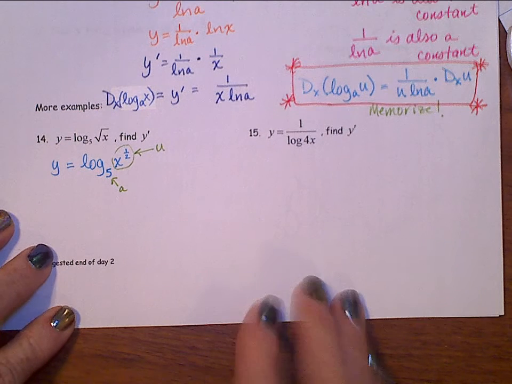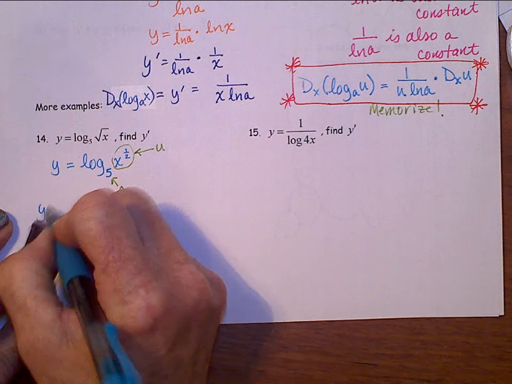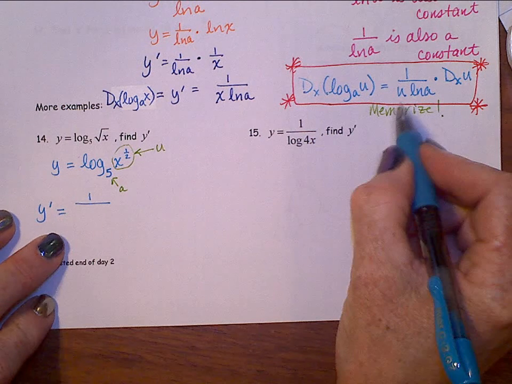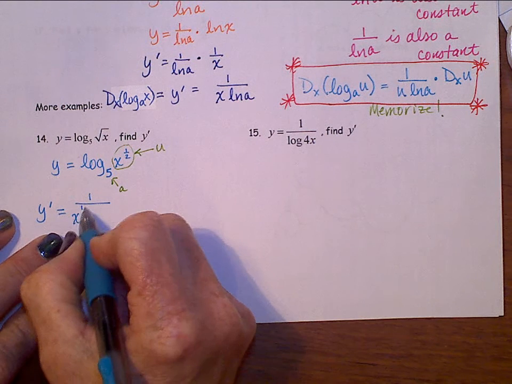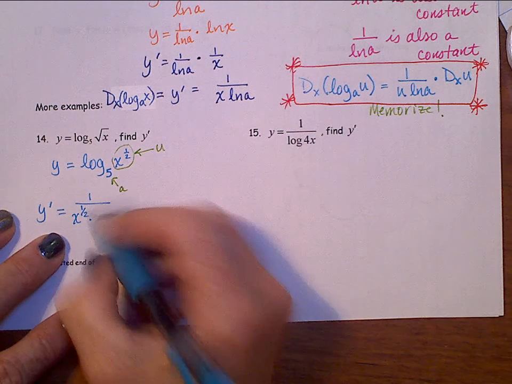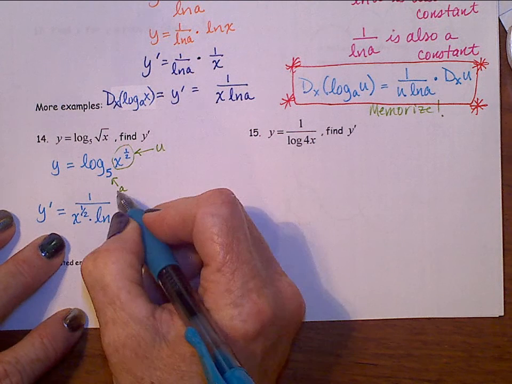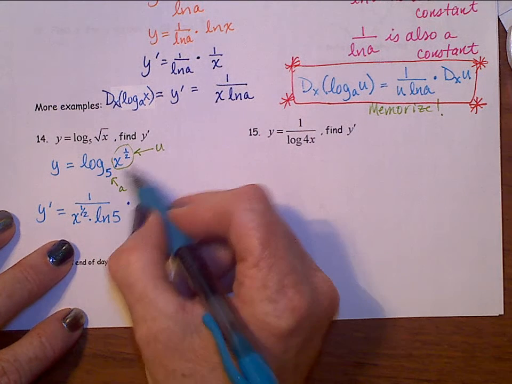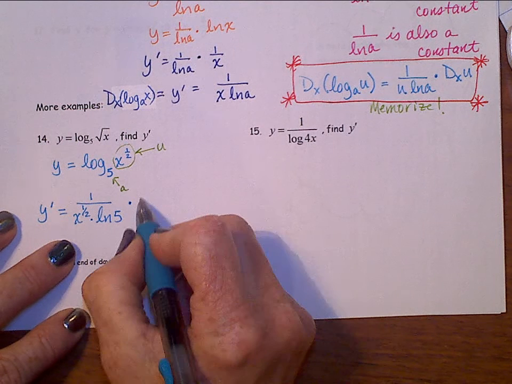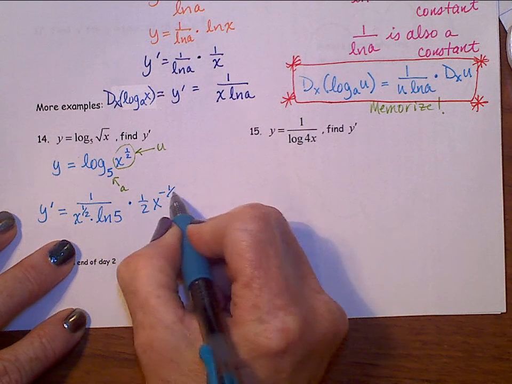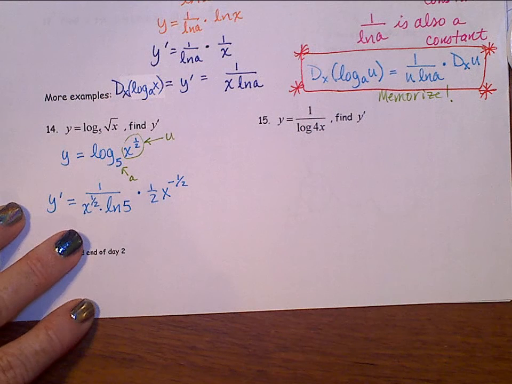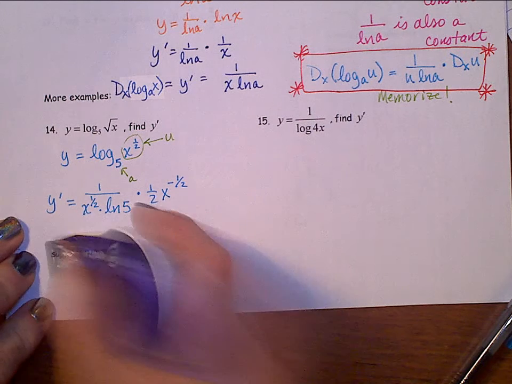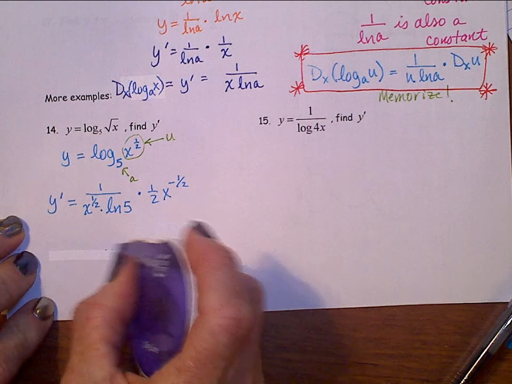Doing this derivative, y prime is, following this formula, 1 over u, which is x to the half, times ln a, that's the 5, times the derivative of the u, the derivative of the x to the half, 1/2 x to the negative half. And cleaning this up a bit.